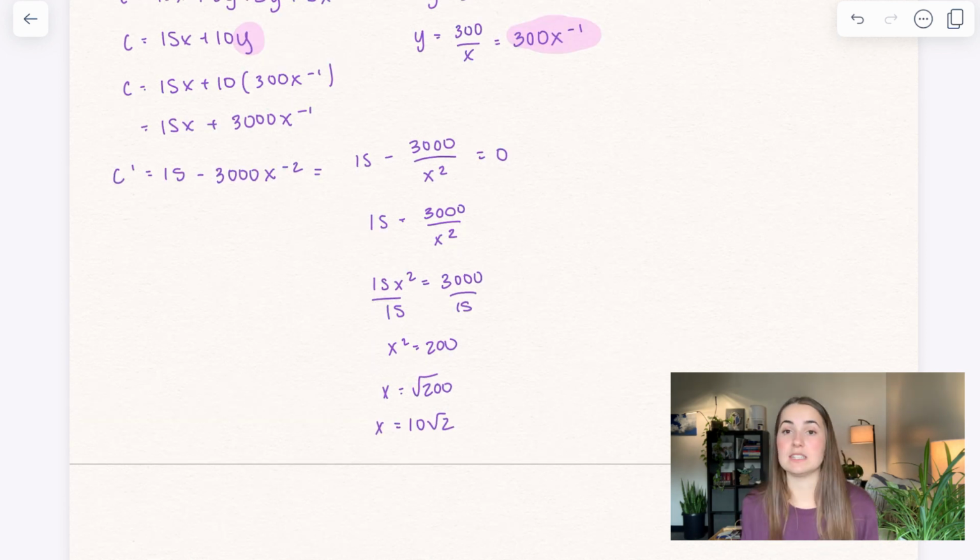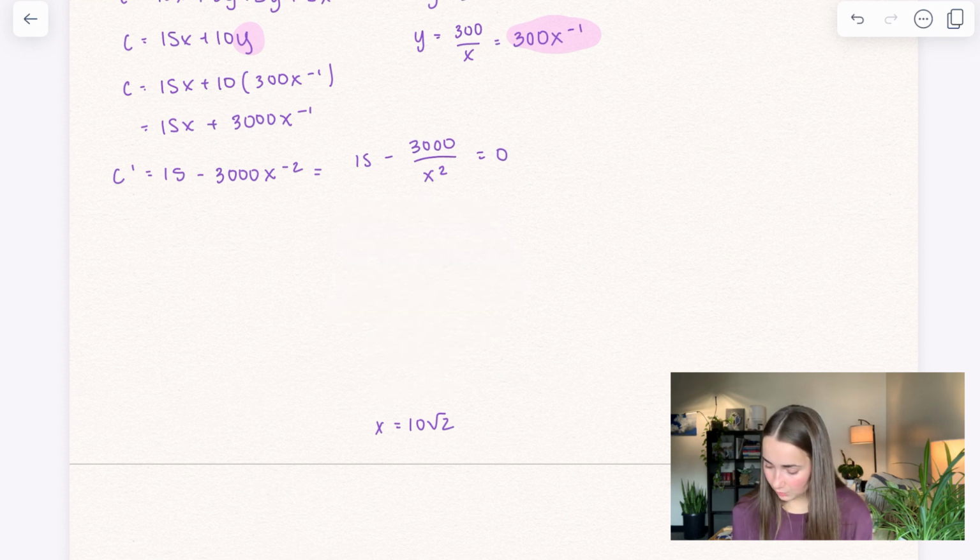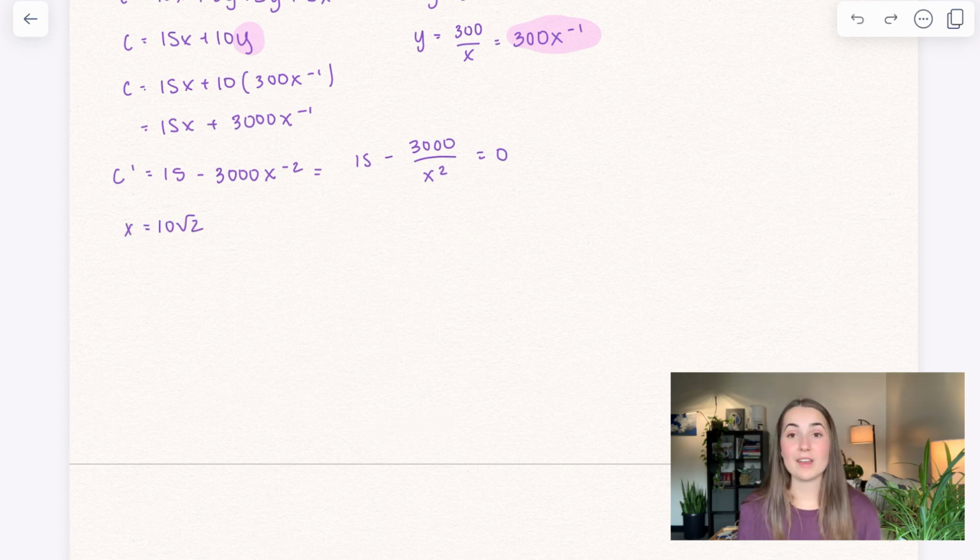I don't really know if you need to simplify it. You could have just left it as square root of 200, whatever your heart desires. So I'm just going to erase this part real quick for room. Let's go ahead and set up our sign chart.